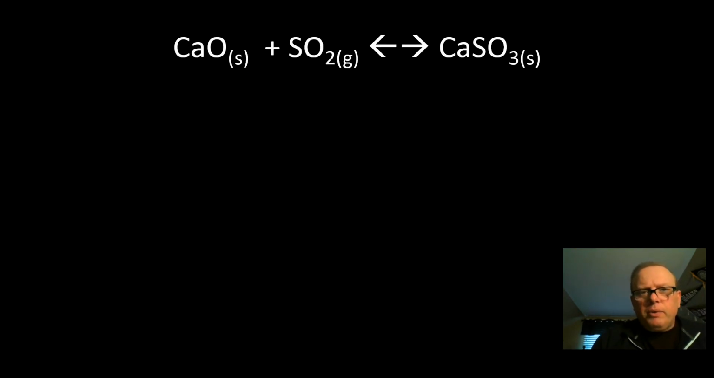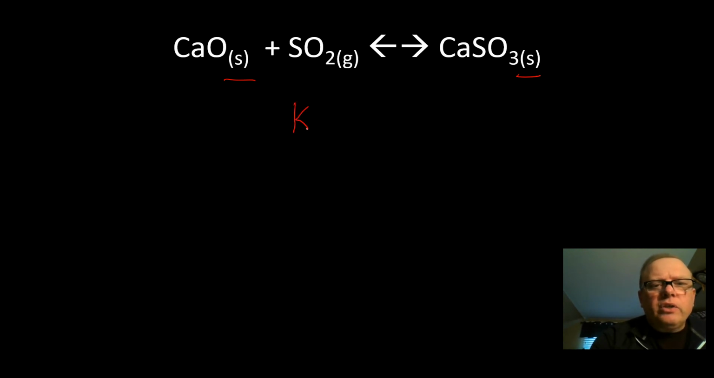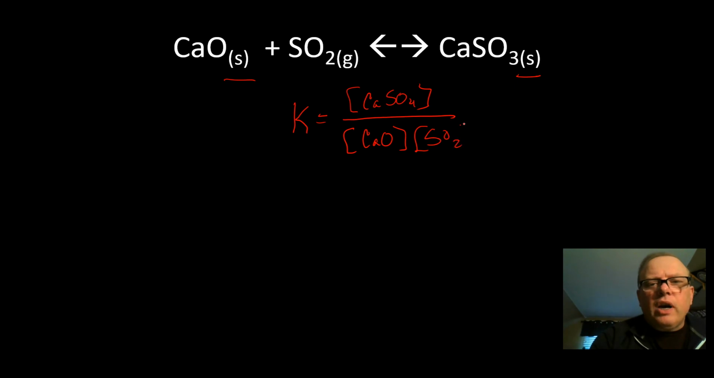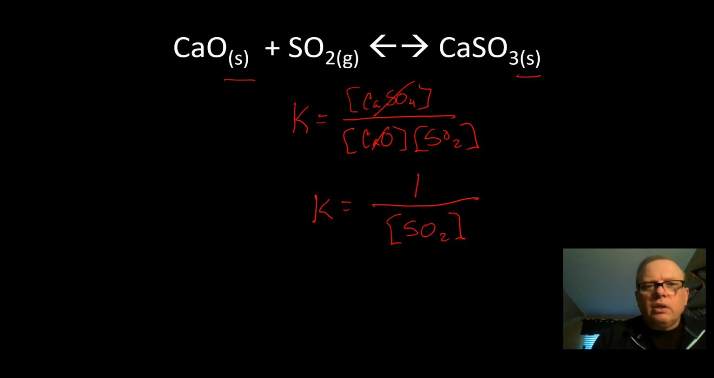Here is a second example that tends to make people uncomfortable, because this is a solid and this is a solid. So K initially looks like it's going to equal, on the top here, the concentration of the calcium sulfate over the concentration of the calcium oxide times the concentration of the sulfur dioxide. But these two things are solids, so they're going to cancel out completely. So K, that equilibrium constant, is equal to 1 over the concentration of sulfur dioxide. Weird looking, but that's how it works.